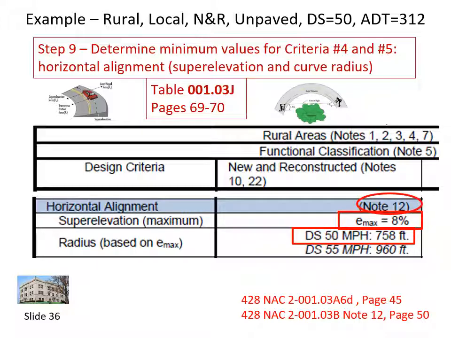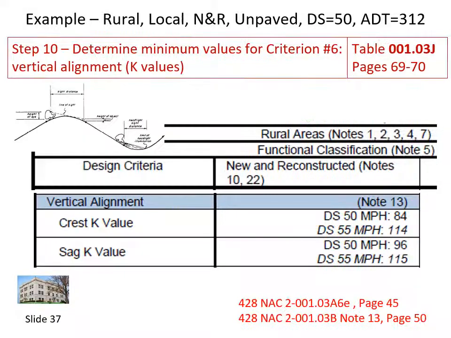Review Note 12 on page 50. Since rural area new and reconstructed values apply, and the ADT is greater than 50 vehicles per day, nothing in Note 12 applies. The minimum crest K value is 84. The minimum sag K value is 96. Review Note 13 on page 50. Since the scope of work is new and reconstructed and the ADT is greater than 50 vehicles per day, nothing in the note applies to this project.